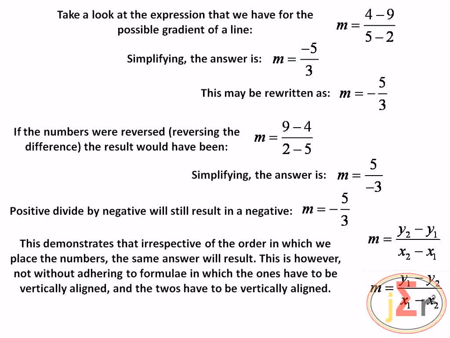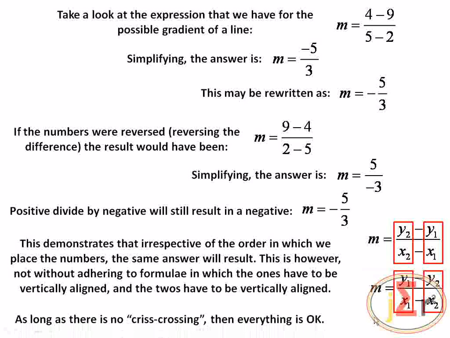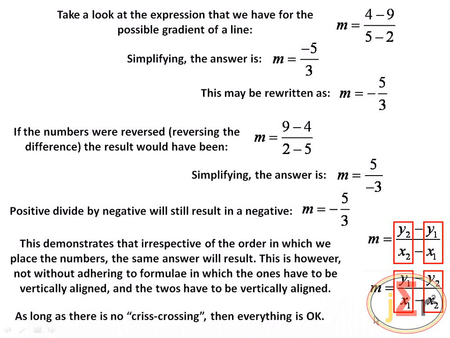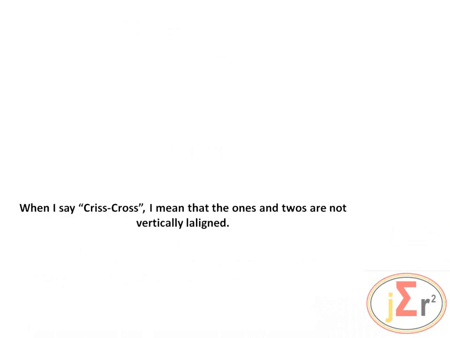This is, however, not without adhering to the formula in which the ones have to be vertically aligned and the twos have to be vertically aligned like this. So the twos are there, the ones are over here. If the ones are over here, then the twos are over there. If we crisscross it, we are in problem. As long as there is no crisscrossing, then everything is okay.